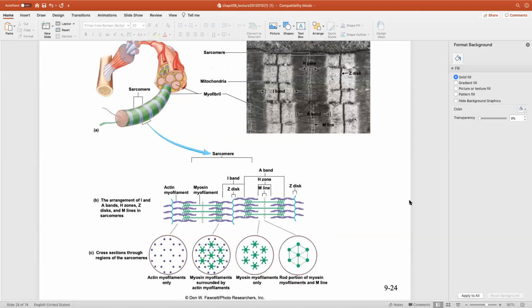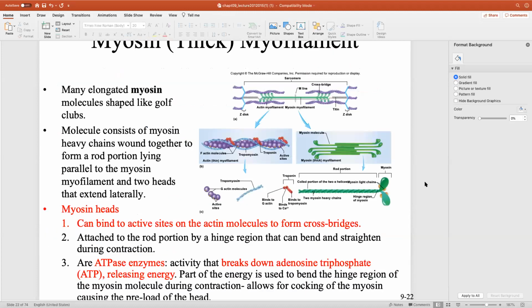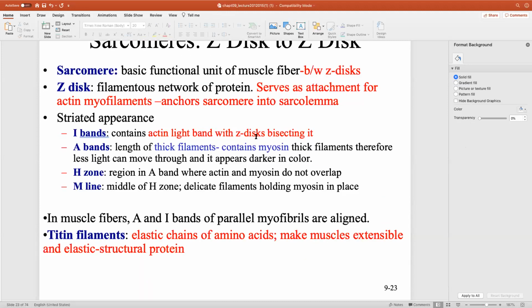And here's what titin looks like. So here's titin right here. See that? Titin kind of looks like a spring. Kind of makes sense what it does then, right?